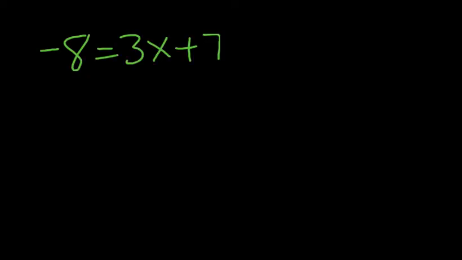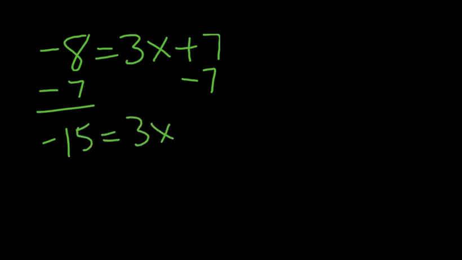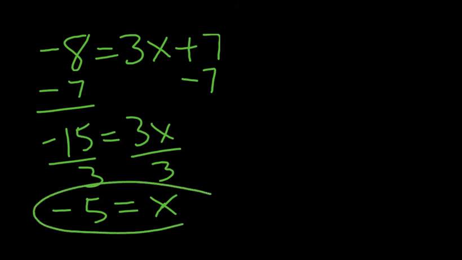Okay, so now let's solve for X. So, -7, plain number first, -7. -15 equals 3x. Divide by 3, divide by 3. X equals -5. That's the answer to that question.